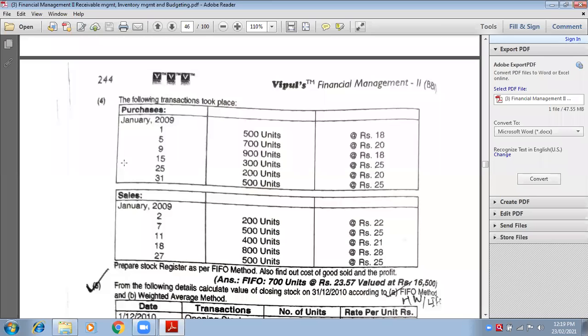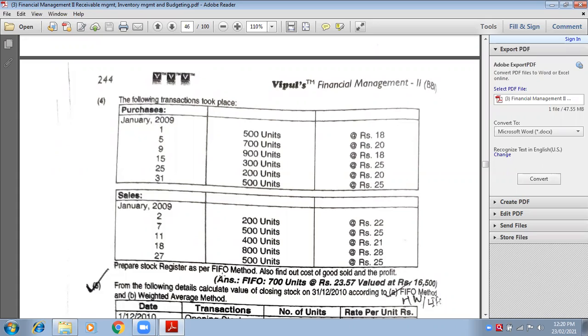Following transactions took place. Purchases of January 2009 are given in this table, and sales of January 2009 are also given in this table. Prepare stock ledger as per... in the question it is FIFO method, so you have to do this sum as per FIFO method in homework. So please note down question number 4, unsolved problem, as per FIFO method, homework.